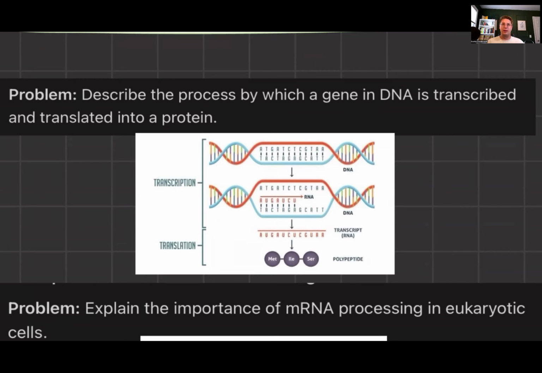Let's apply what we learned with an example problem. I want you to describe the process by which a gene in DNA is transcribed and translated into protein. You can use this diagram to help you. Tell it to a friend, yourself, or just think about it. I'll tell you the answer in 3, 2, 1.